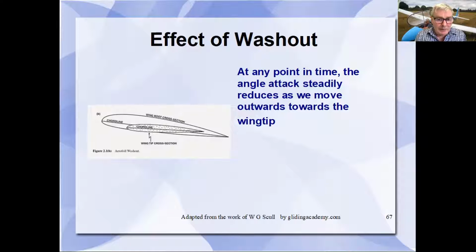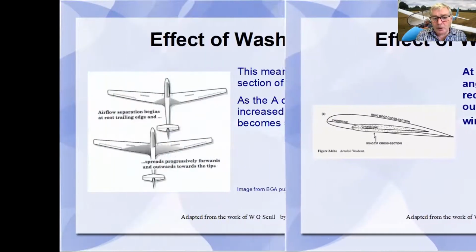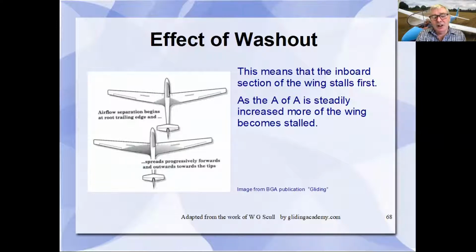At any point in time with washout, the angle of attack is steadily reducing as we move outward towards the wingtip. And that's caused by the twist. And what that means is that the inboard section of a wing stalls first, and as we progressively increase the angle of attack, the stall progressively moves outwards towards the tips. So the stall isn't really just a black and white thing. It's progressive, and the more washout in the wing, the more progressive it would be.